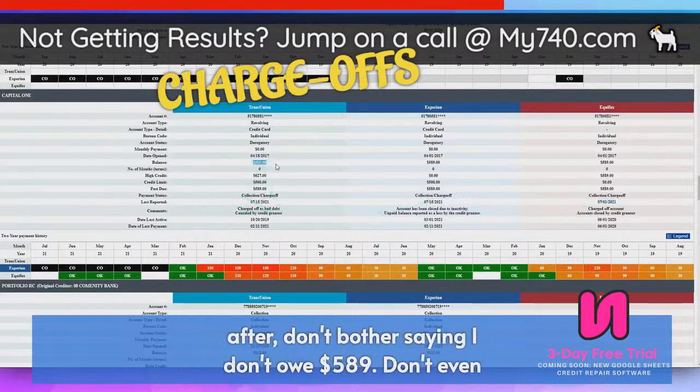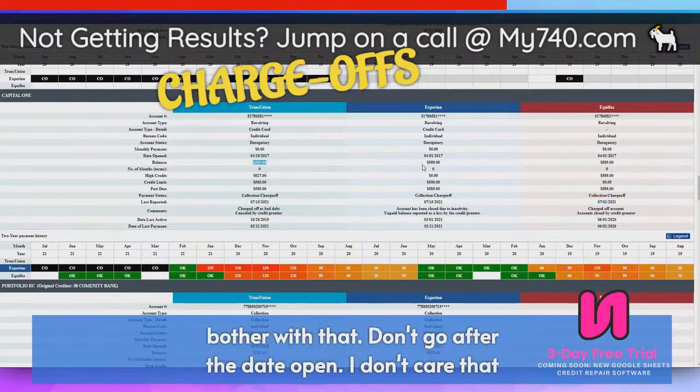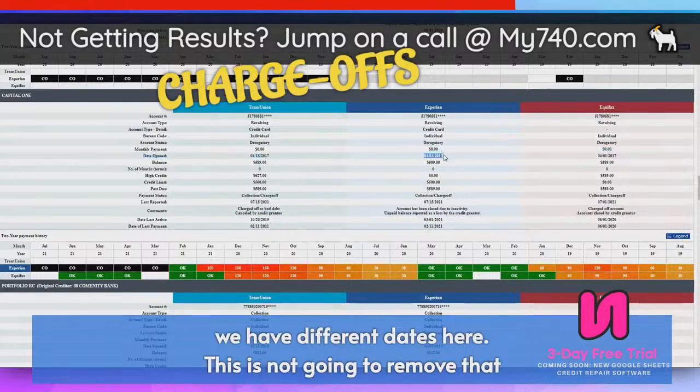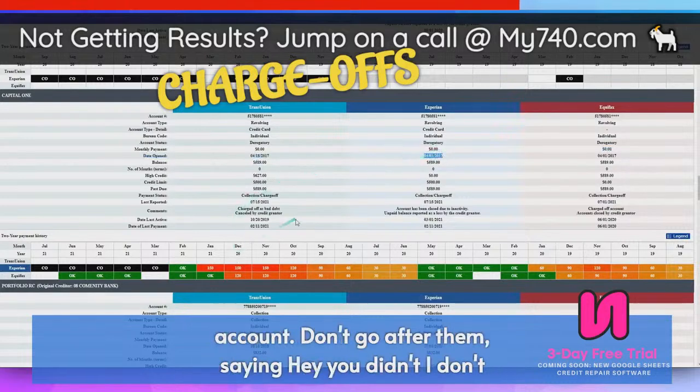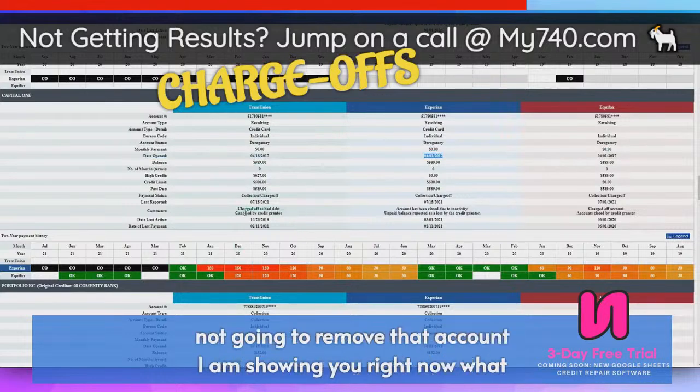Don't bother saying, I don't owe $589. Don't even bother with that. Don't go after the date opened. I don't care that we have different dates here. This is not going to remove the account. Don't go after them saying, hey, I don't have a contract with you. You don't have my signature. That is not going to remove the account.